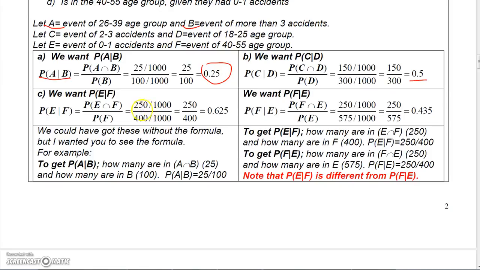So that's 400 over 1,000. So we have 250 over 1,000 over 400 over 1,000, which is 250 over 400, or 0.65.